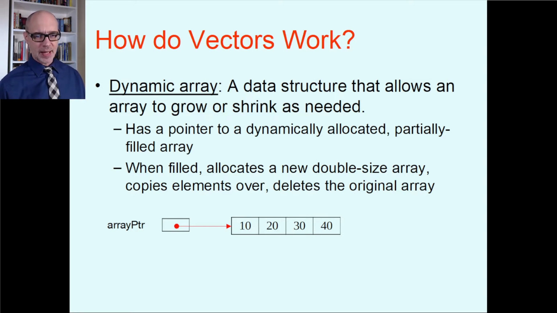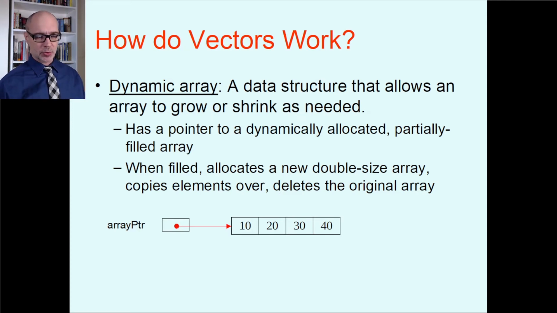So when we say dynamic array, we're talking about a data structure that really allows something that is an array to appear to grow or shrink as needed. And how that actually works is a vector has a pointer to a dynamically allocated, partially filled array. So an array that's got some stuff in it, maybe it's got some extra space so you can add stuff to it. But of course, at some point, if you add stuff to a partially filled array, it's going to hit the maximum size, and what do you do then?